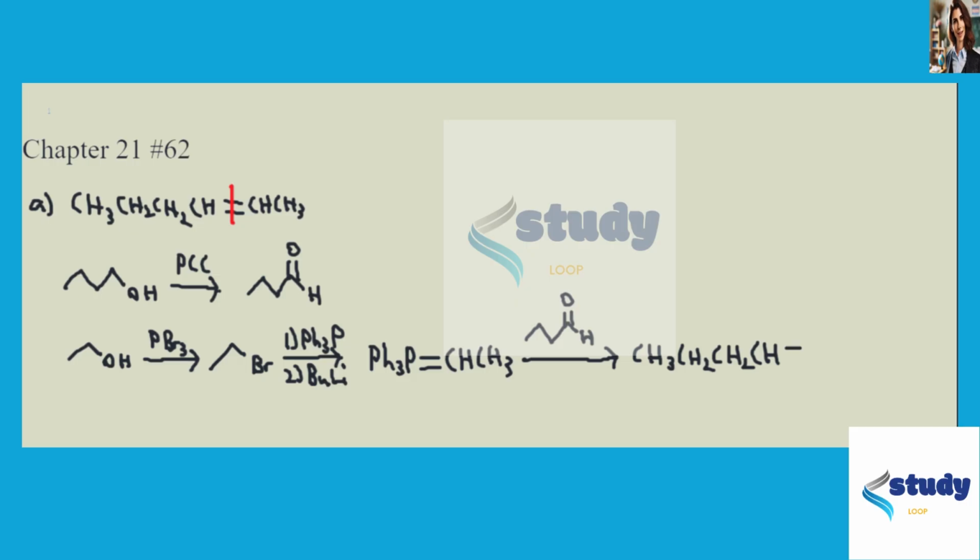Of course, we would get a mixture of E and Z at this double bond. But the problem also doesn't specify whether we want one or the other, so this is fine. Right, so there's our product, and that's the answer to part A.